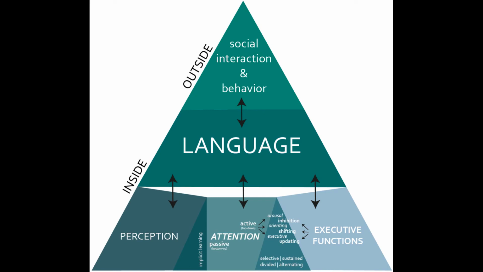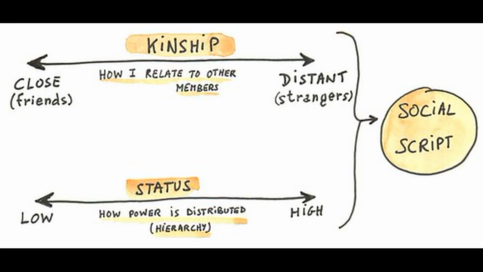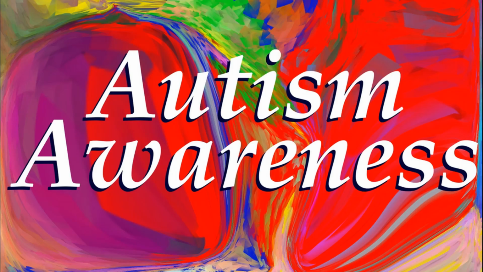Social roles and norms help people to know how to behave and act in different settings. A social script is a conversation that is used in a group setting, which is socially acceptable and helps to fulfill certain social roles within a group. Various cultures have different scripts that they use. Scripts are not real, of course, but they are expectational conversations given what we say or should say in a situation. If you've ever known someone that's autistic, social scripts do not come naturally for people with autism.